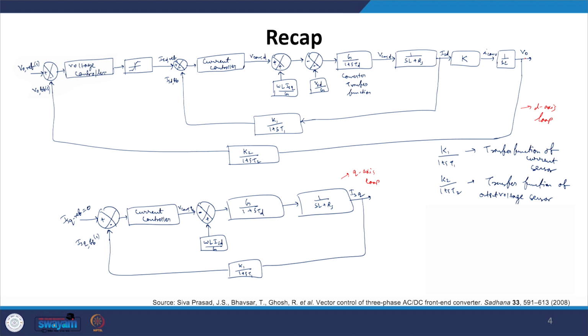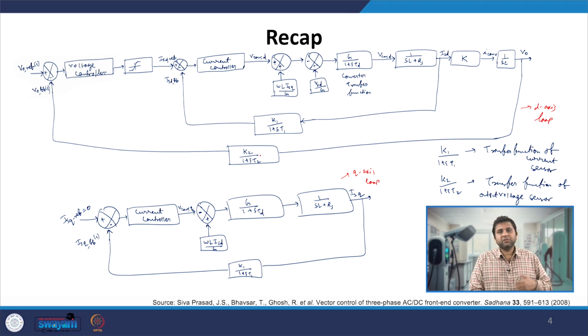From that ISG we evaluate V0, and we feed it back via the voltage sensors. The voltage sensor also has its own bandwidth and its own gain, because this voltage could be 400 volt, but the voltage you are sending to the microcontroller could be either 3.3, 1.8 or 2 volt, depending upon the microcontroller you are using. So that much gain you have to provide from the voltage sensor. This is nothing but the transfer function of the output voltage sensor.